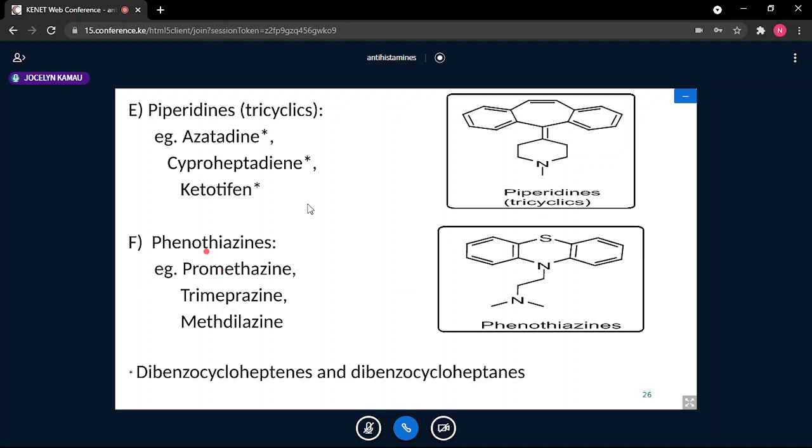Then from there we go to the phenothiazines. Again, the phenothiazines, as you can see, are also tricyclics. It's only that the in-between ring is like a thiazine ring. If you like, it is a thiazine ring. The in-between ring is a thiazine ring. It has a sulfur and a nitrogen.